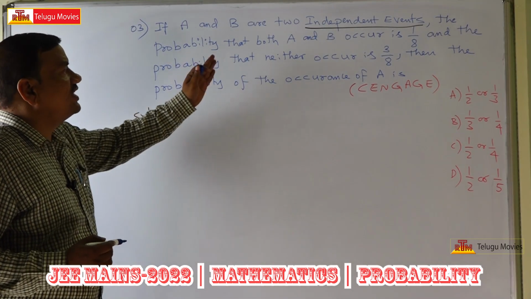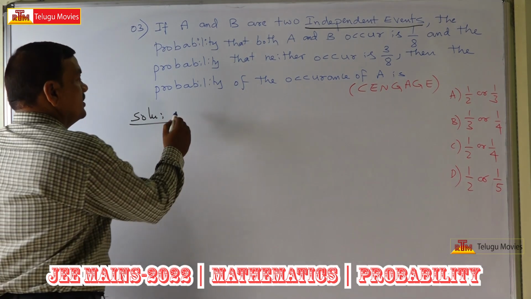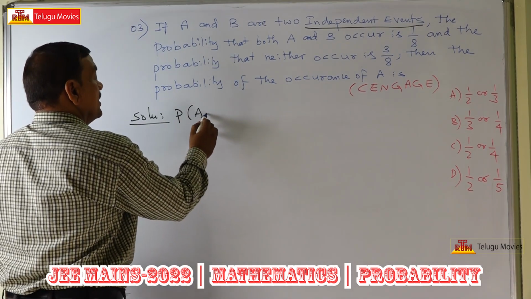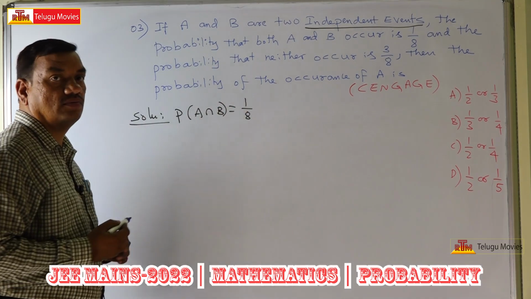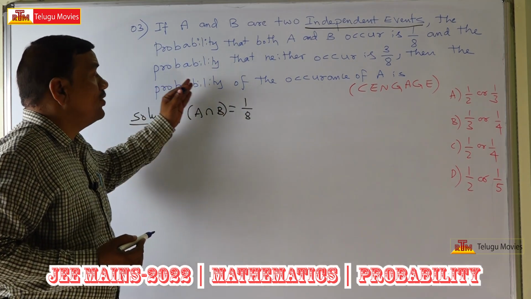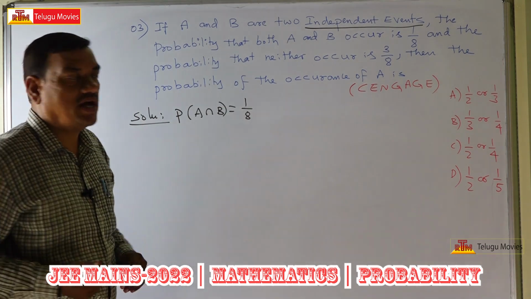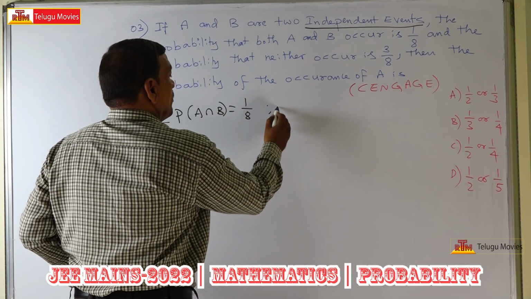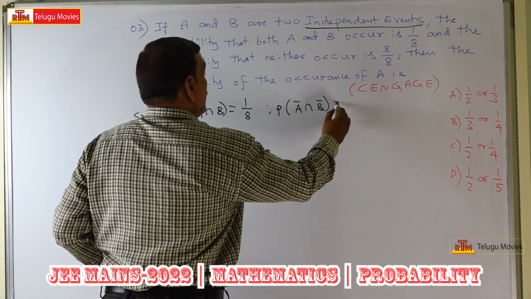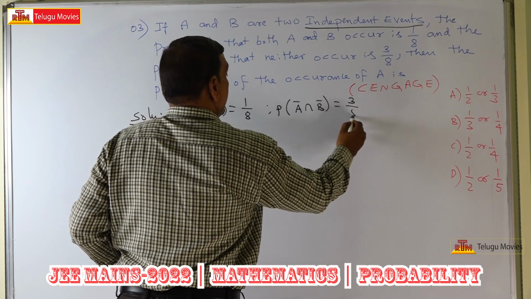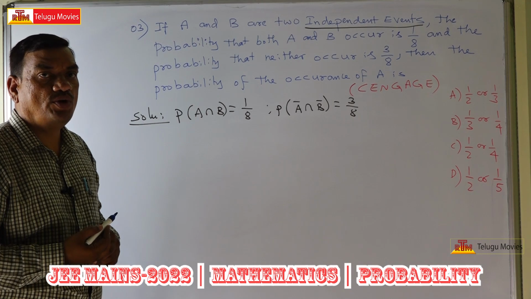The probability that both A and B occur is 1 by 8, that is, probability of A intersection B is equal to 1 upon 8. The probability that neither occurs, that means neither A nor B occurs, is probability of A complement intersection B complement, which is equal to 3 by 8. So from these two equations, we have to find out probability of A.